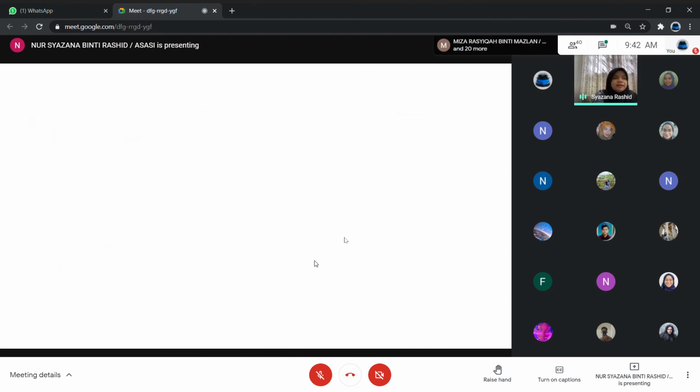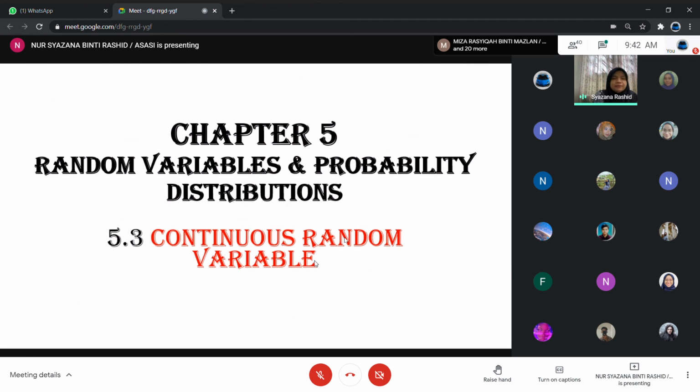So for the next part, continuous random variable we'll discuss next week. Okay, kita akan bincang continuous random variable. Maksudnya kita masih bincang benda yang sama, probability distribution, cumulative, mean and variant. But ni nanti untuk continuous pula. Okay, dan you akan tengok formula dia a bit different. Okay.